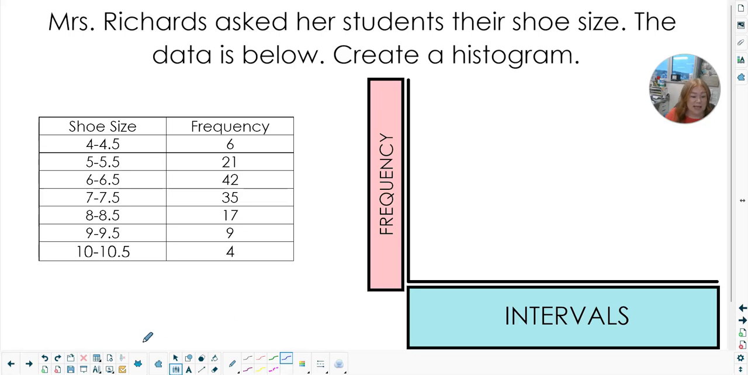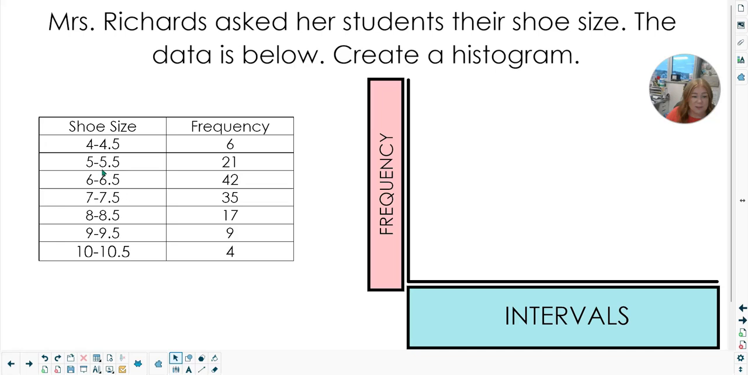Okay, now we're going to make a histogram. So Mrs. Richards asked her students their shoe size. The data is below. We're going to create this histogram. So go ahead and just draw your lines for the 2 axes, the bottom and the side. So you can see these people, there are 6 people that have this shoe size, 21 that are a 5 or a 5.5, 6, 6.5. We can see how many people they already did. So they already put the data into the chart for us.